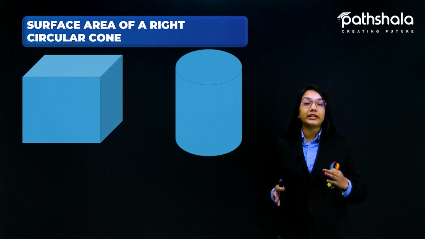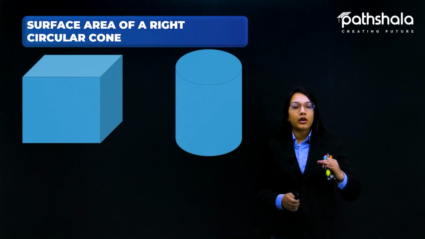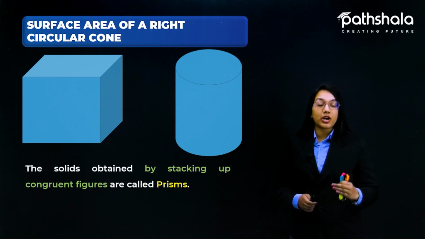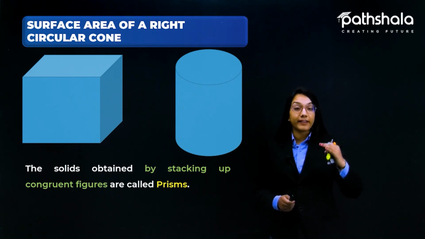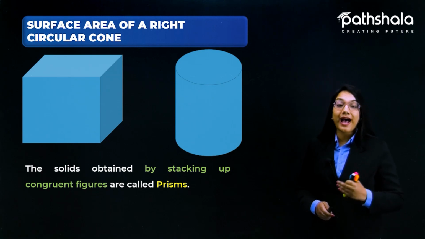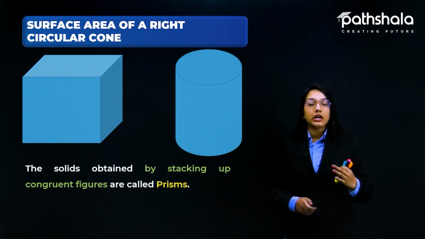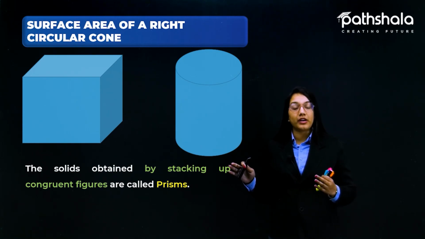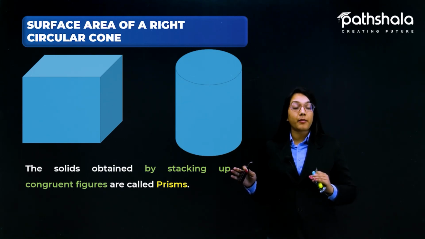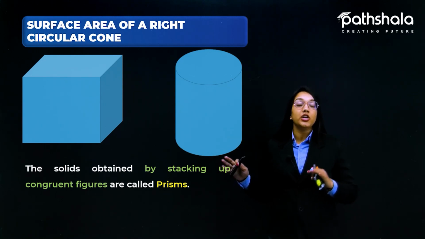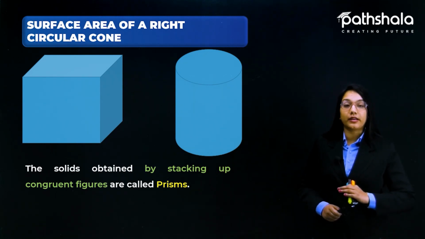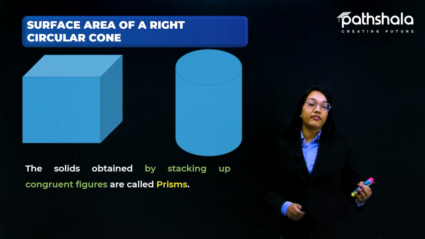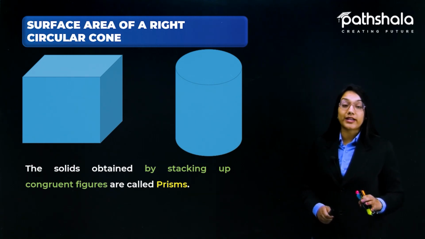We have obtained it by stacking them up in a vertical pile. As you can see, these solids, which are obtained by stacking congruent figures, are called prisms. So whenever we obtain such figures by stacking a particular figure up in a vertical pile to get a solid figure, they are called prisms. Now we are going to talk about the next type of solid figure, which is not a prism but is called a pyramid.